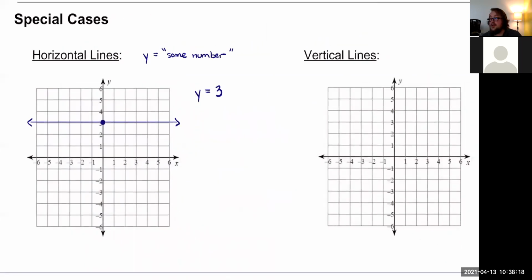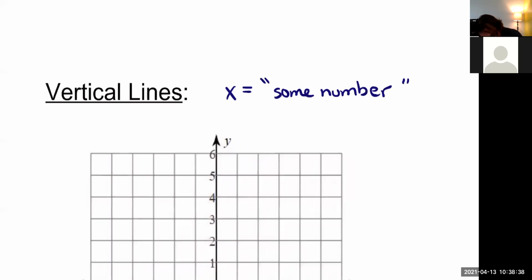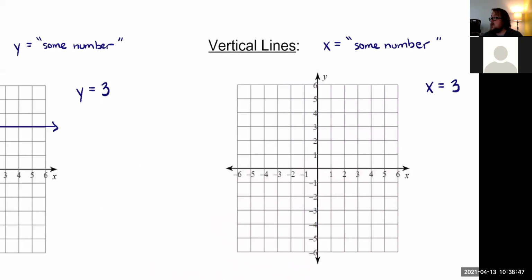Any guesses what a vertical line format would look like? It's going straight up and down. Any guesses about the equation? x equals some number. So it's literally the exact opposite. So for instance, let's say on the other one, we had y equals 3. If this one said x equals 3, they look very, very similar in terms of the equation, but they are significantly different on the graph. So for this one, you would find 3 on the x-axis, and you would draw in a vertical line.